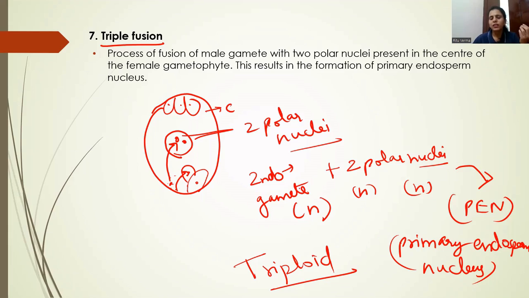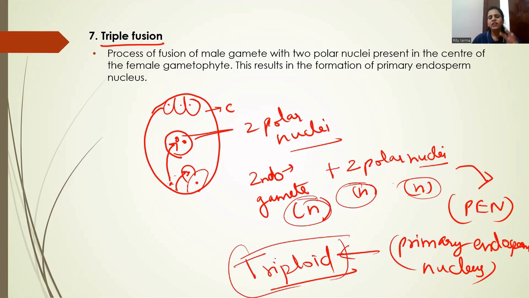All these 3 structures, the second male gamete and the 2 polar nuclei, are haploid. Hence it forms the primary endosperm nucleus, which is triploid in nature, having 3 haploid sets of chromosomes. This entire process is known as triple fusion, because the 3 haploid structures fuse with each other to form the primary endosperm nucleus.